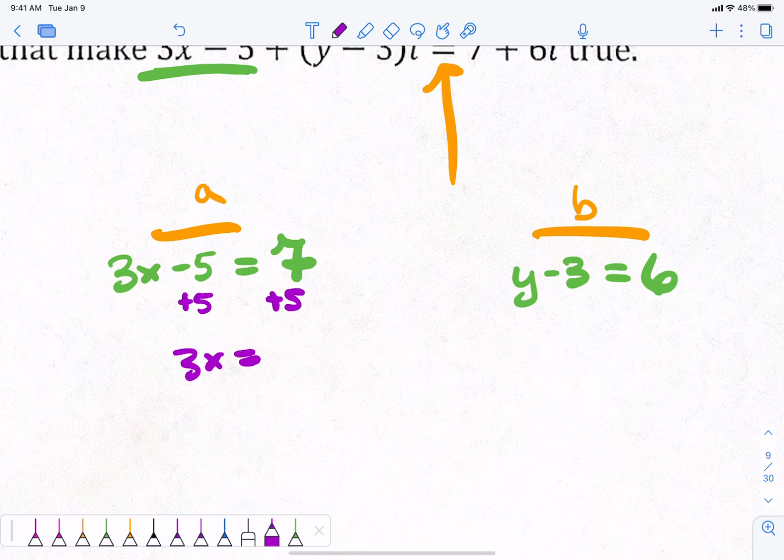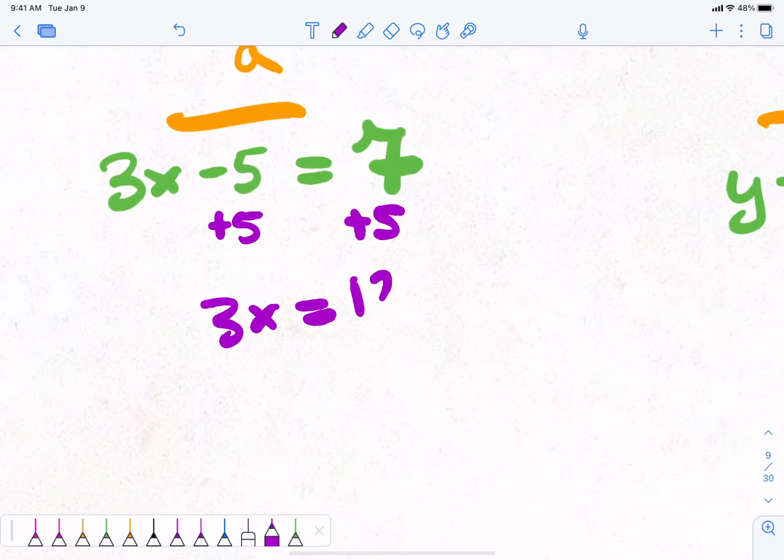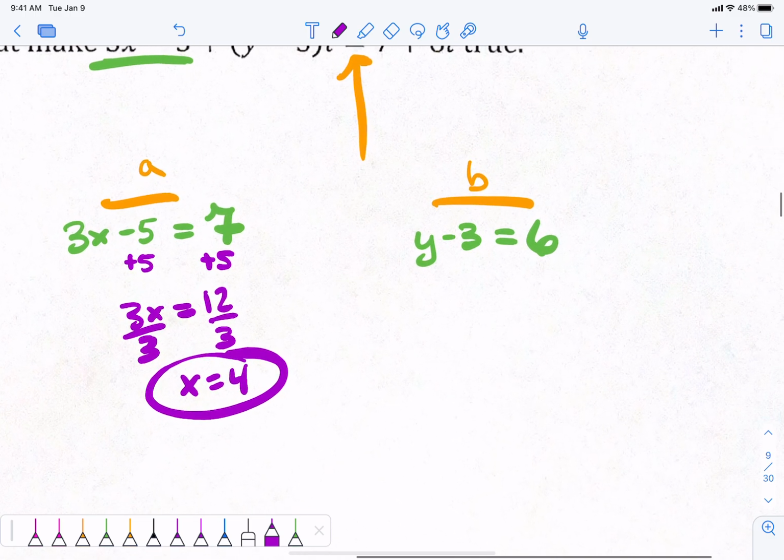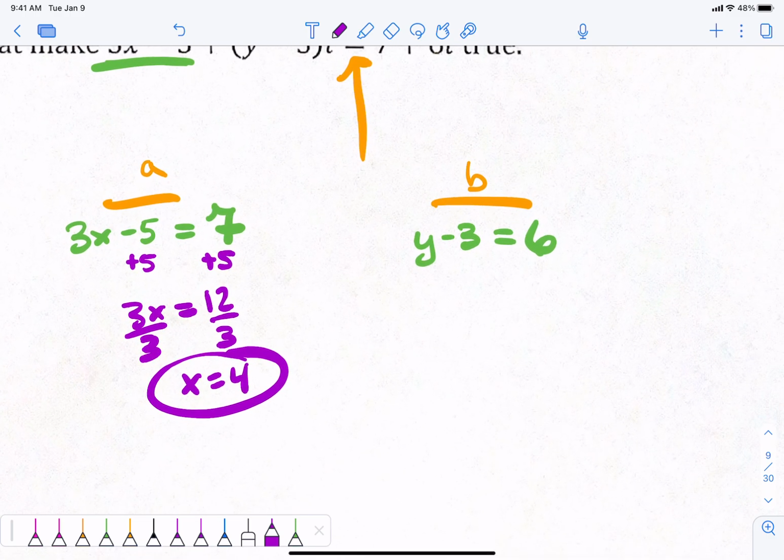3x equals 12, and then divide by 3, and x will be 4. So we've solved for x. Now we have to solve for y, and solving for y is even easier.